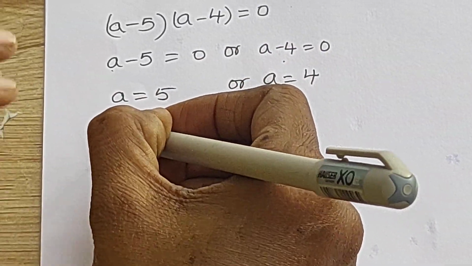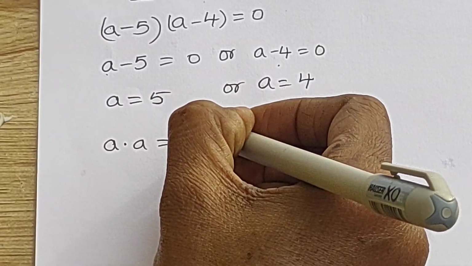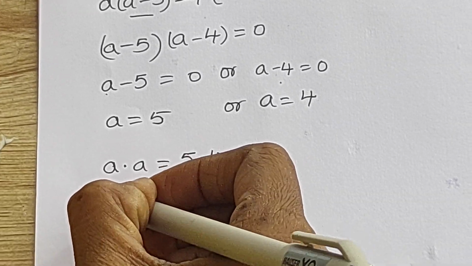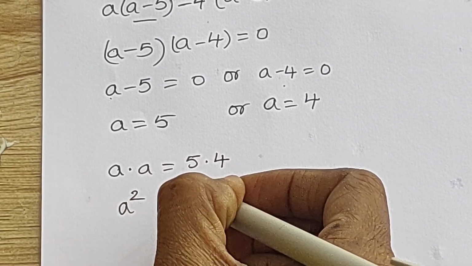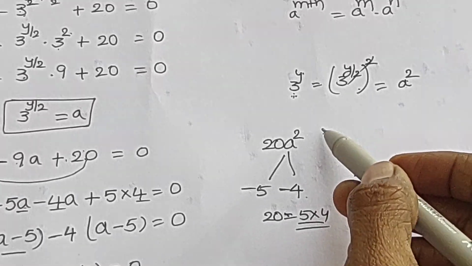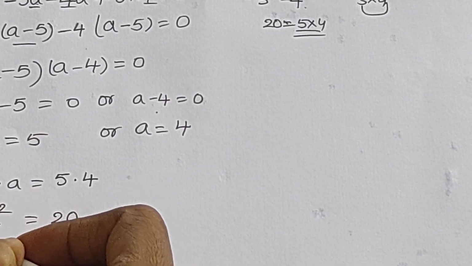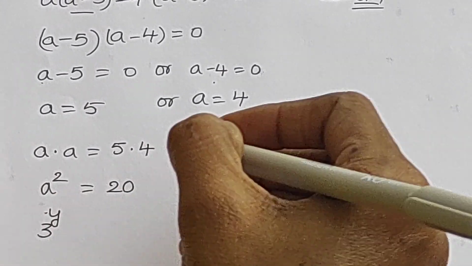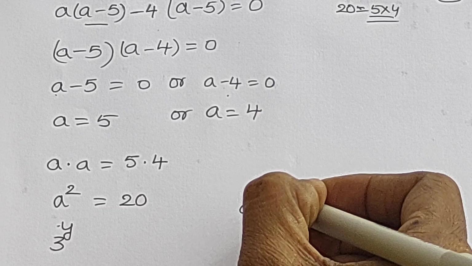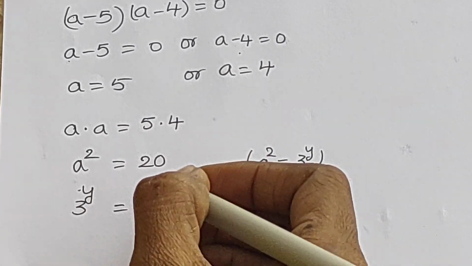So a into a equal to 5 into 4. A into a, that is a square, equal to 5 into 4, which is 20. You know that a square equal to 3 power y, so 3 power y equal to 20.